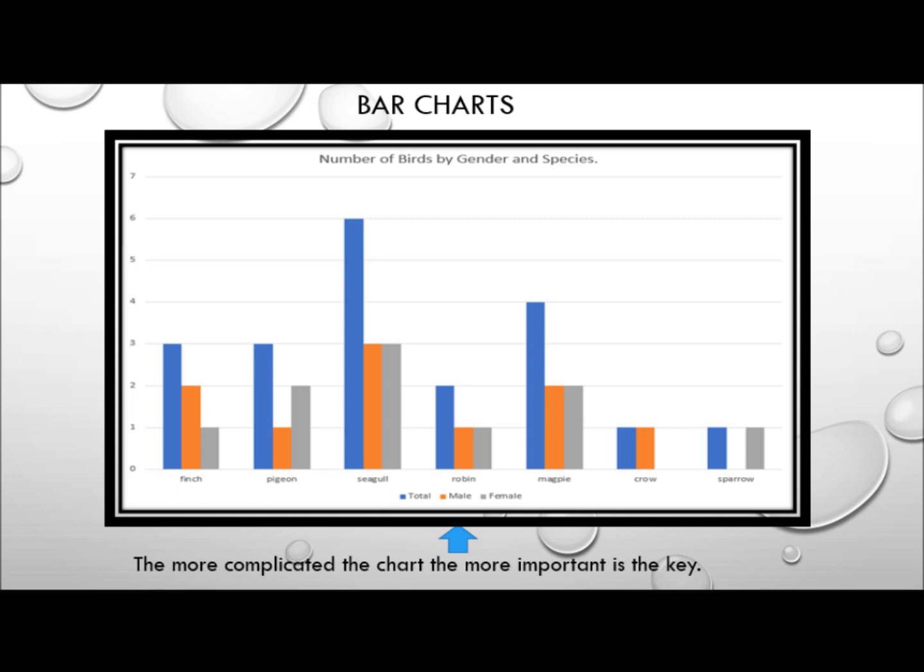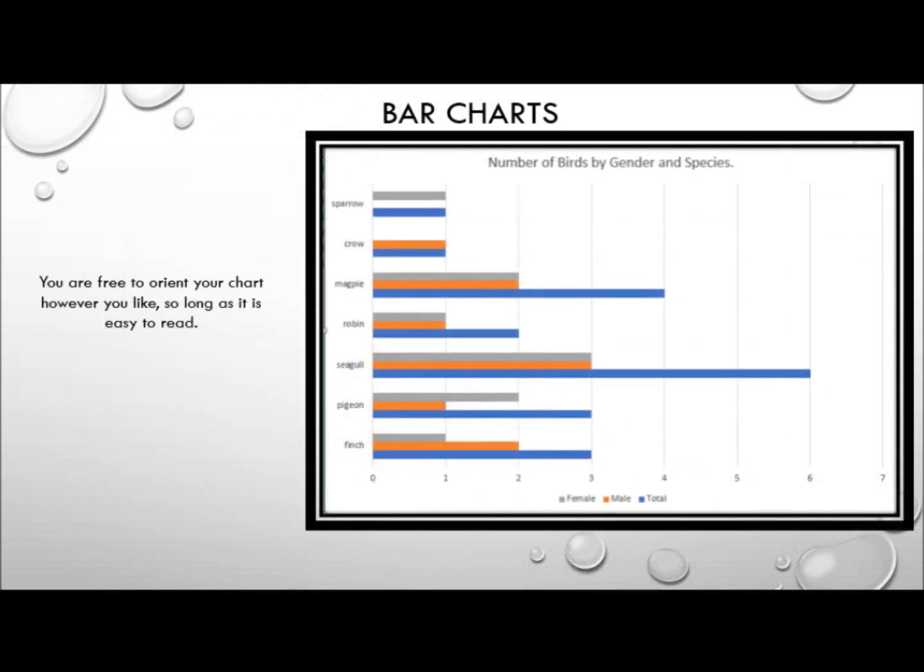And those of you with sharp eyes might notice that some of these bars are actually touching each other when I said they need to be clearly spaced. In this case, because we've got subcategories, the subcategories are all lumped together as a category. There is still an even space between the categories. And lastly, you're not forced to have the frequency going up and the categories going across. You are free to orient your chart however you like, just so long as it's easy to read.